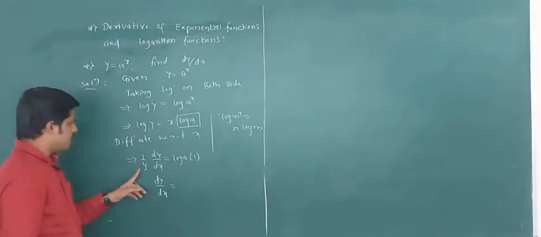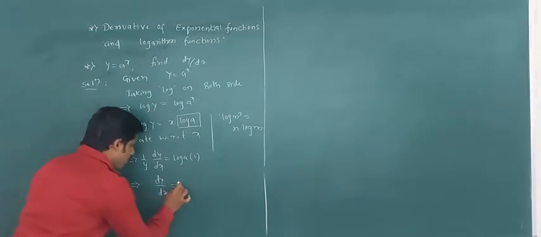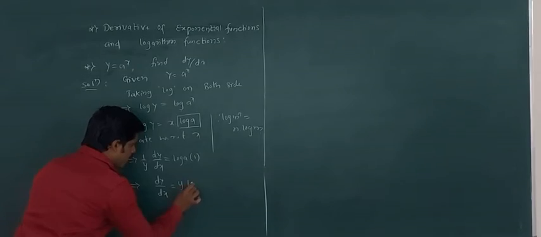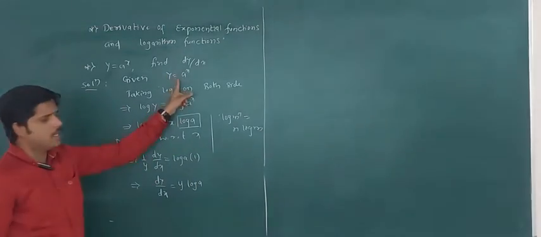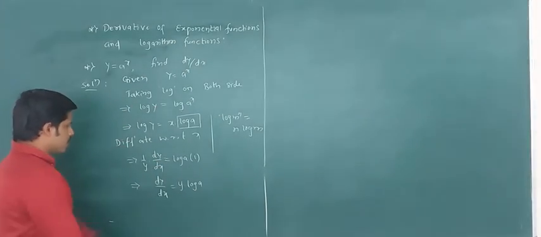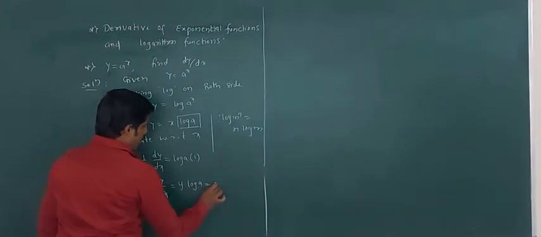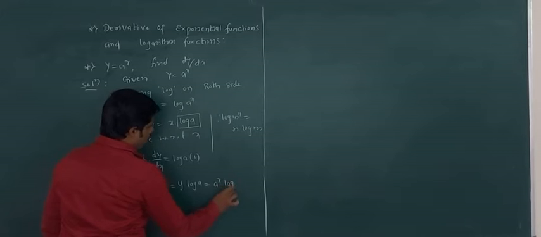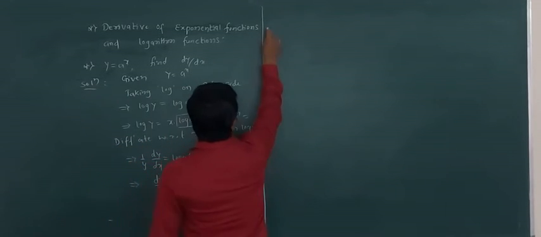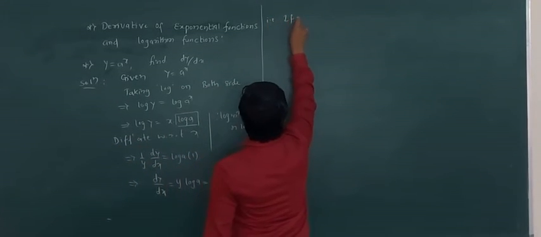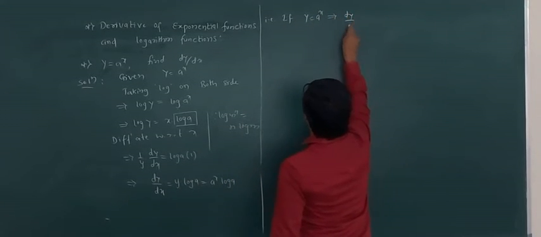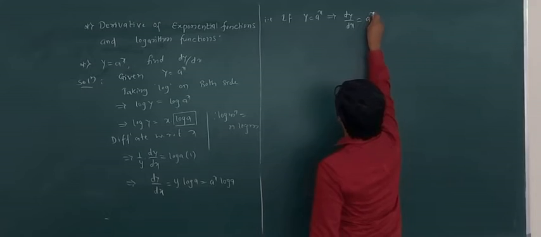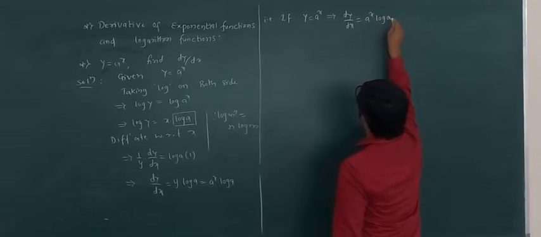dy by dx equal to, transfer this y to the RHS part, it will come to the numerator, that is y into log a. So what is y here? Given that y equal to a to the power x, substitute that one, we get a to the power x into log a. That is, if y equal to a to the power x, then the derivative of this function, dy by dx, is equal to a to the power x into log a.